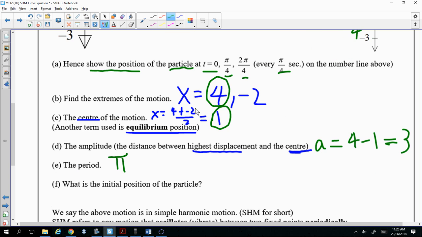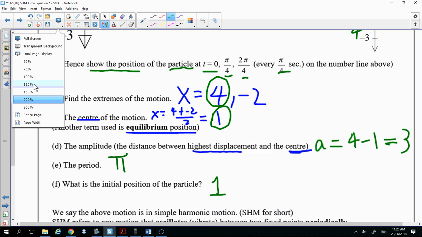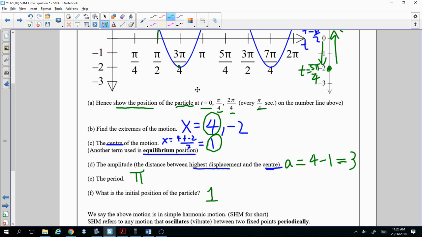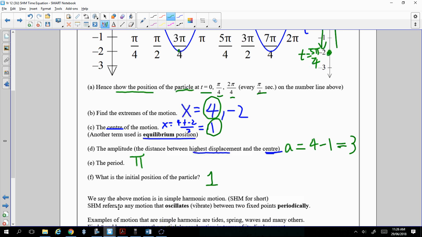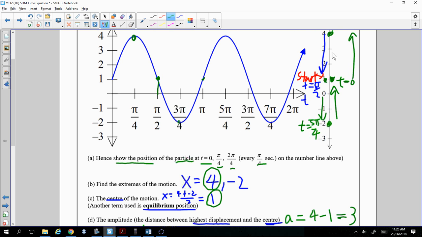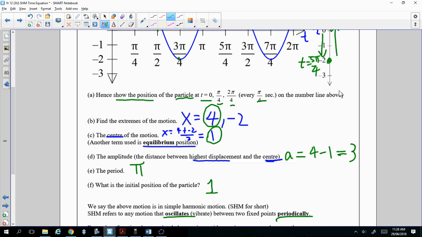We'll write all this down because these are important parts of this motion. The above motion is called simple harmonic motion, SHM for short. Simple harmonic motion refers to any motion that oscillates, or vibrates, between two fixed points periodically. So you have to see two things. It must repeat periodically, and it must vibrate or oscillate between 2 extreme points. Examples of such motions are tides, springs, waves, and many others.